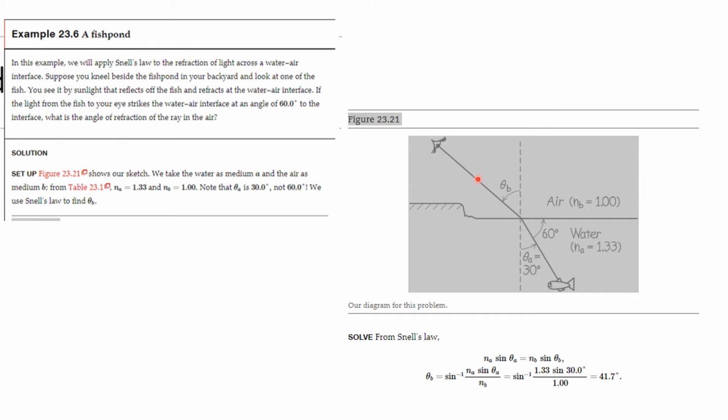n_B times sine of theta B is equal to n_A times sine of theta A, but we wanted to know what the angle was, so we have to do the inverse thing. So Snell's law tells us what I just said, but then I have to solve for theta. So first I solve for sine of theta B, and then I take the inverse sine of that. So theta B is equal to the inverse sine of this ratio. This is some algebra. We plug in the numbers, use our calculator, and we get that this is 41.7 degrees. So this theta B is 41.7 degrees.